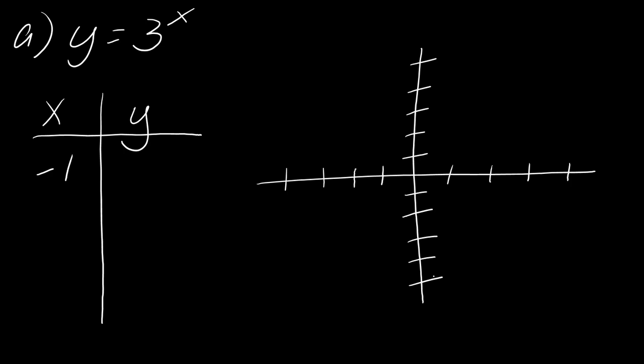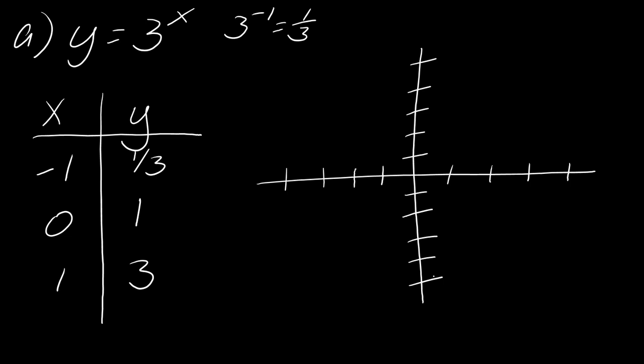So I would probably just plug in -1, 0, and 1. You can plug in -2 and 2 if you want more points, but I think you can get the general idea from these. So remember, 3 to the -1, plugging that in, is just going to be 1 over 3. That uses what we know with negative exponents. And then 3 to the 0, anything to the 0 power is 1, and then 3 to the first will be 3.